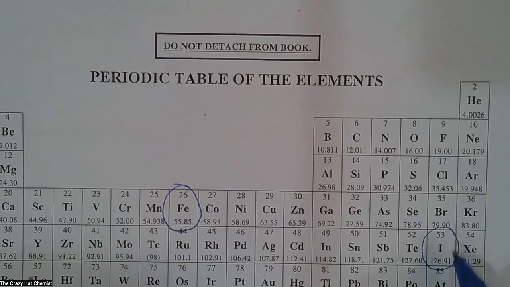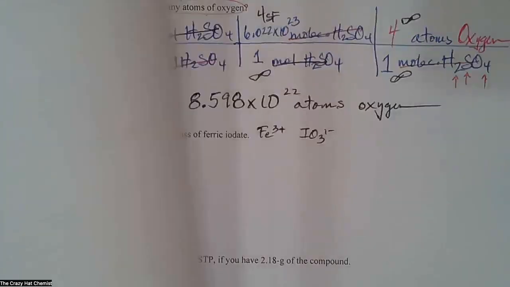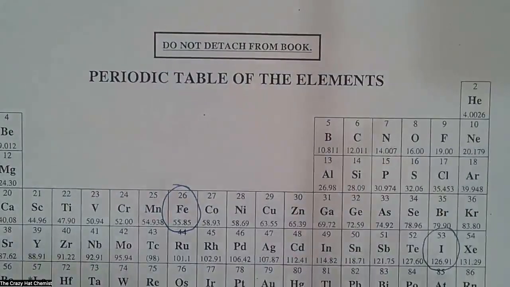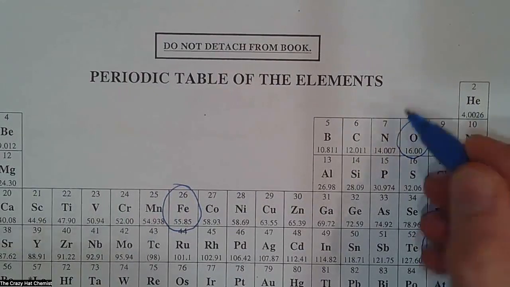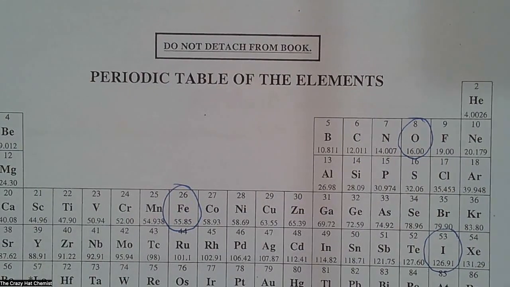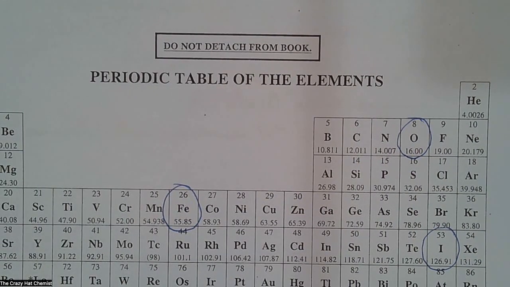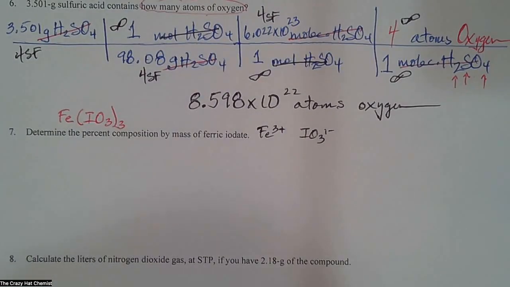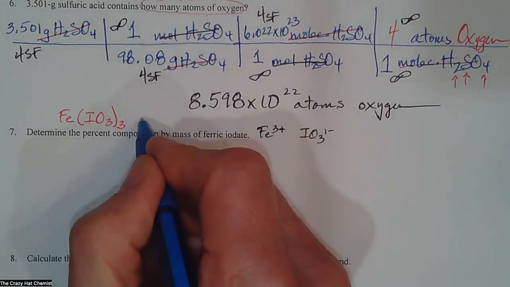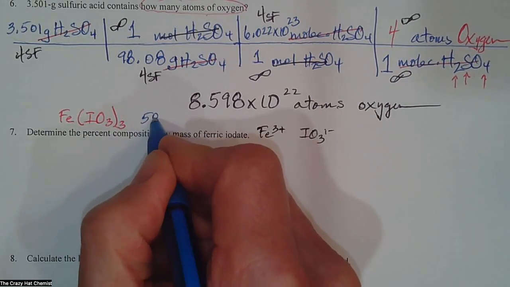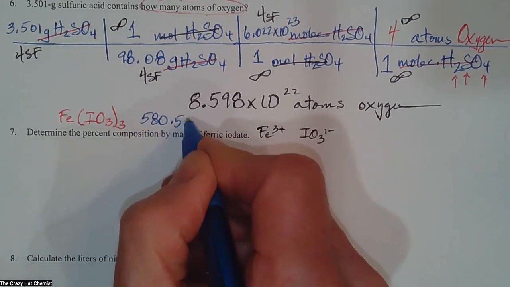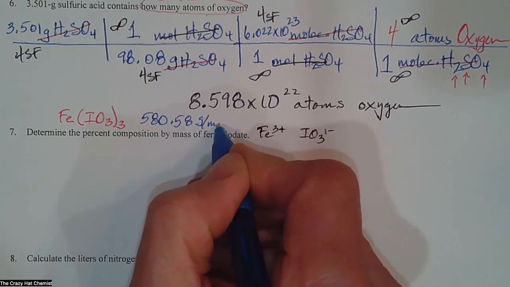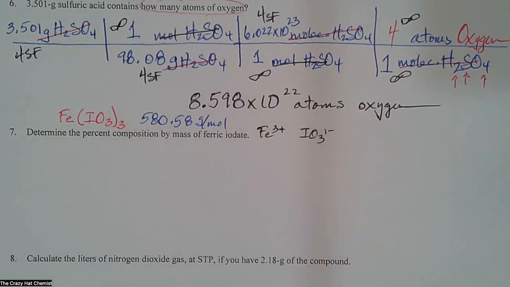Iodine is right here at 126.91. I'm going to multiply that by 3. And then oxygen is right here at 16.00. I'm going to multiply that by 9. And then I'm going to have 2 decimal places in my final rounded answer for ferric iodate. So that value for the molar mass of this is 580.58 grams per mole. That's the molar mass for ferric iodate.